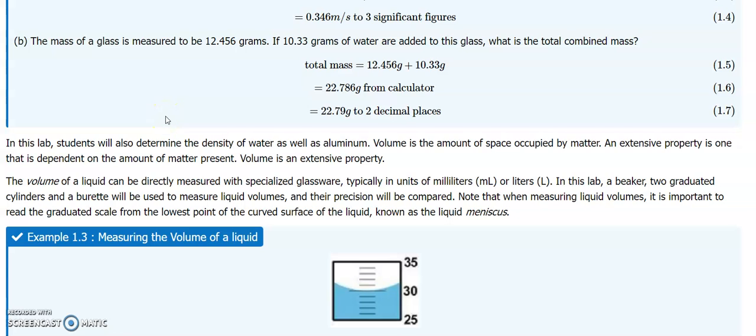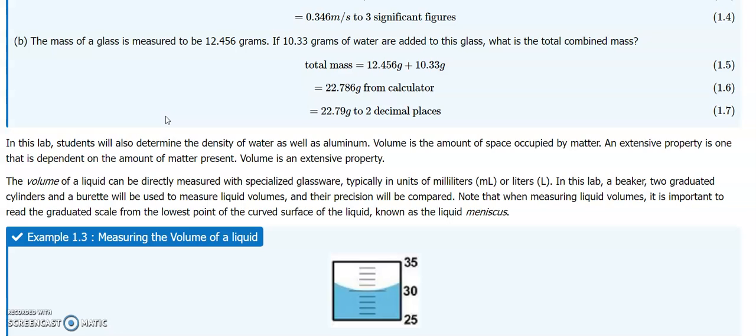Students will also determine the density of water as well as aluminum. Volume is the amount of space occupied by matter. An extensive property is one that depends on the amount of matter present. Volume is an extensive property. So my friends, how do you calculate this?